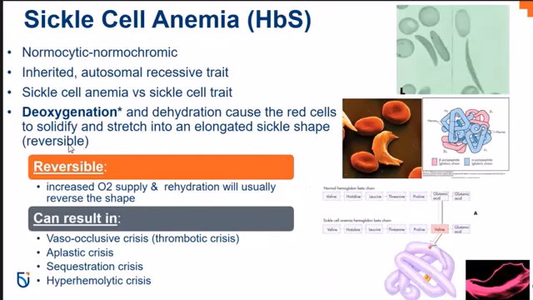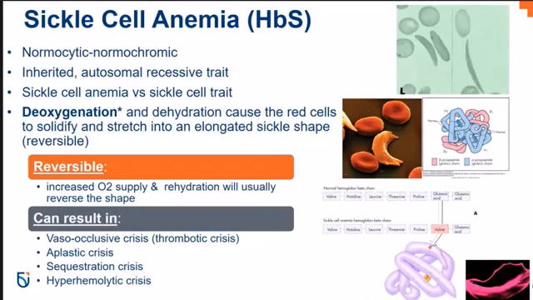But this is reversible, and what that means is that let's say the person is in a state of deoxygenation for whatever reason, or a state of dehydration. Increasing oxygen and rehydrating the person can cause reversal in that shape, but it has to be done within a reasonable amount of time after it actually happens. There are 4 possible major events that can occur in somebody with sickle cell anemia, and we're going to talk about these very briefly, so I'd like you to write down a basic definition of all of these terms.